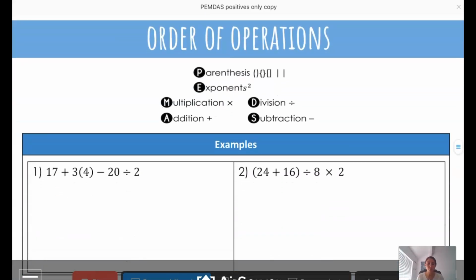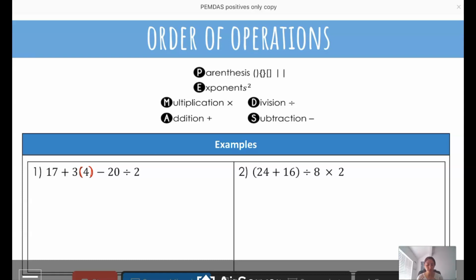Let's look at some examples. Number 1 says 17 plus 3 times 4 minus 20 divided by 2. So first we're going to start with our parentheses or our grouping symbols. There are parentheses in this problem, but as you can see, inside it is just a 4. There's nothing else to do with it, so these parentheses are really just telling us to multiply by that 3.